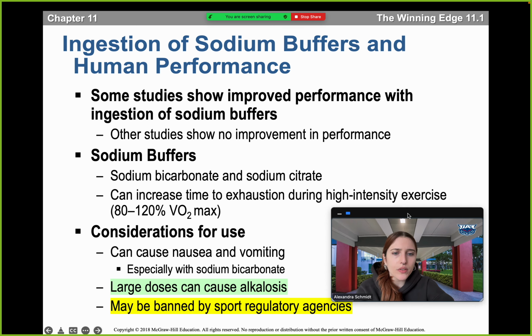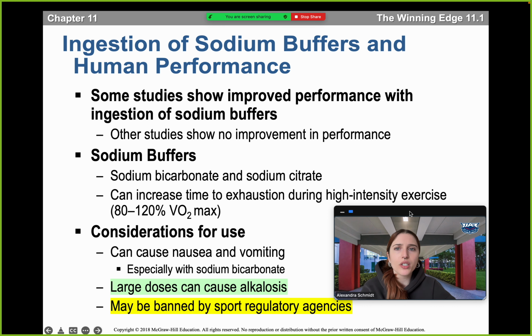All right, what do I want you to know for this slide? The ingestion of sodium buffers and human performance. Remember, what is a buffer? A buffer is something that resists changes in pH. Bicarbonate is one of the major buffers that we've been talking about. We know that bicarbonate helps us resist those changes in acidity with exercise, when we're producing a lot of that hydrogen.